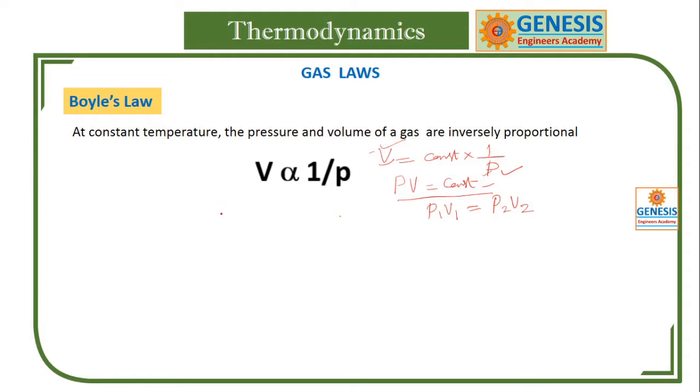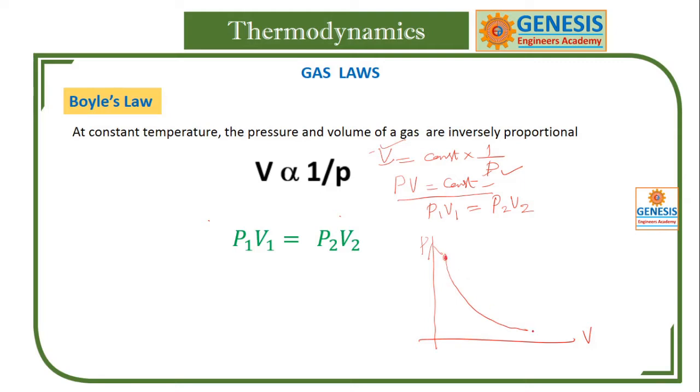So P1 V1 is equal to P2 V2. The graph of this law will be hyperbolic. That is why sometimes it is called a hyperbolic process. So this can be represented by this formula, by this graph.